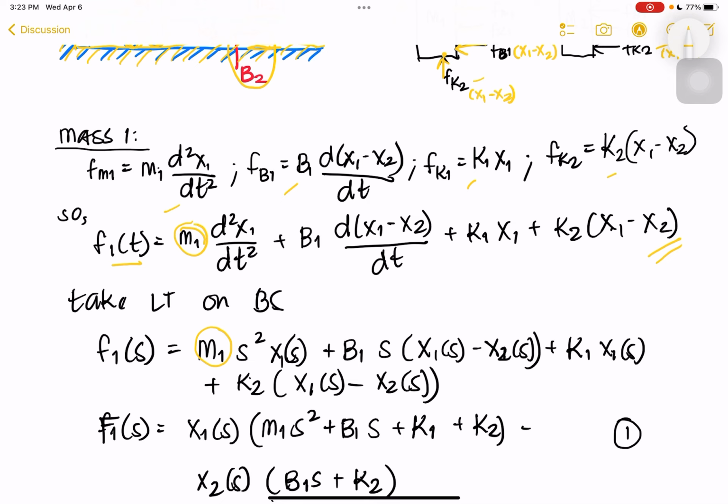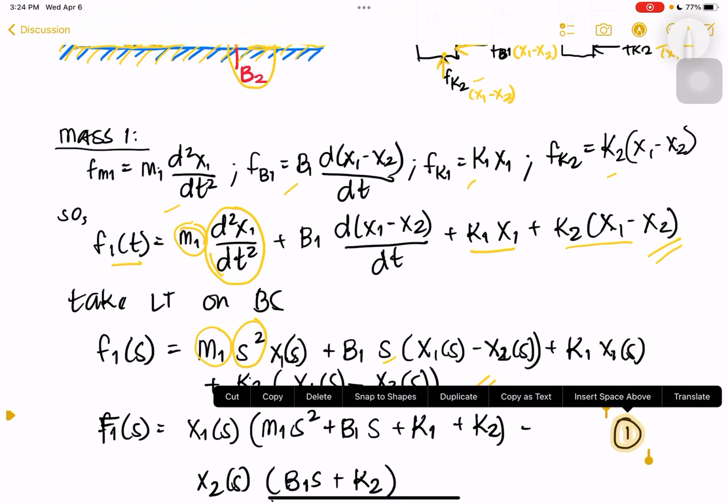So just copy that, and then we'll apply the Laplace transform to the term d squared x1 over dt squared. For second order, we will have second order s as well. So s squared times X1 of s plus b1 s times X1 of s minus X2 of s. Everything will be in the s domain. So just apply the Laplace transform on all the terms and you will come up with this.